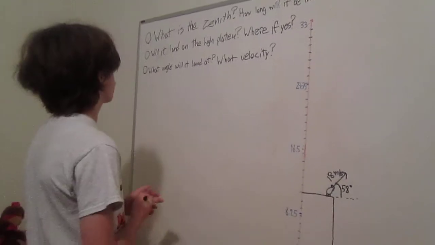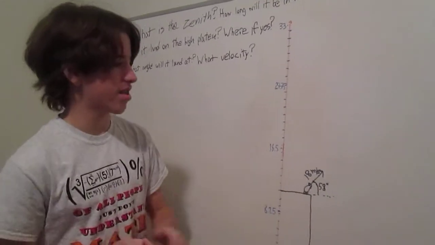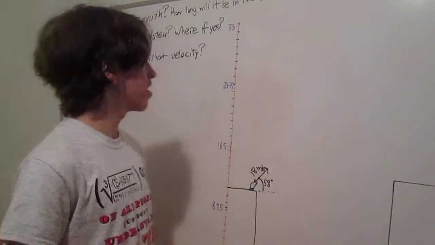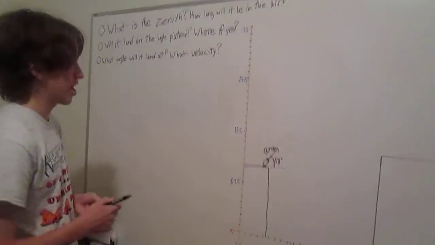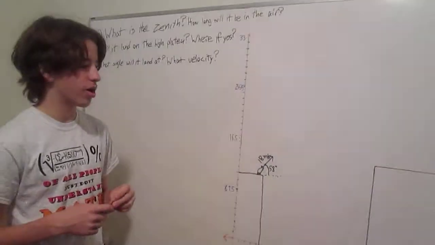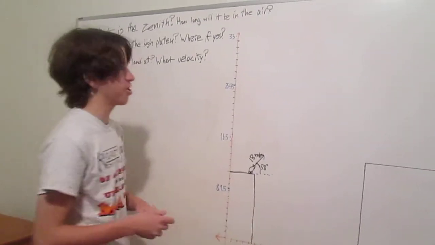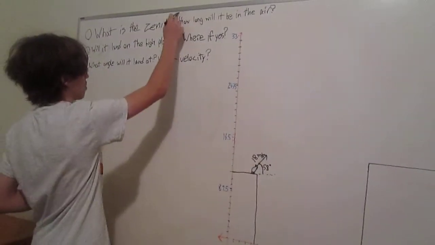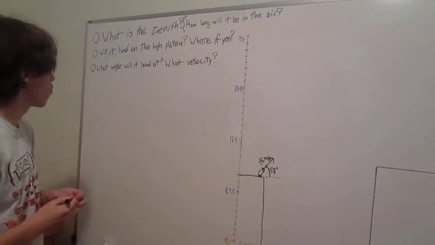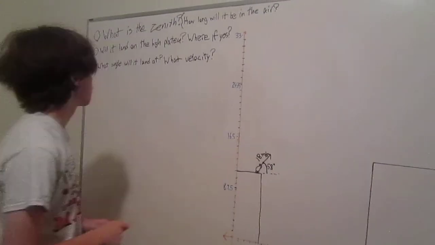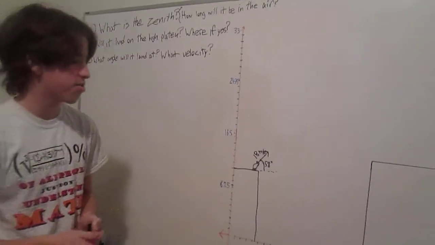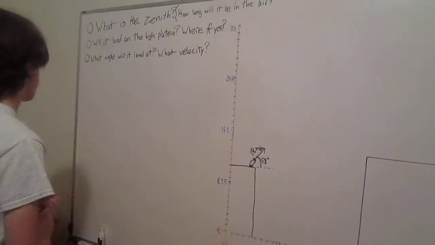And we want to know what is the zenith, like what is its maximum point here, and how long will it remain in the air, which is actually a bit of a harder one if we have different elevations, so we'll save this one till later. Will it land on this high plateau here? And if it does, where on the plateau will it land?